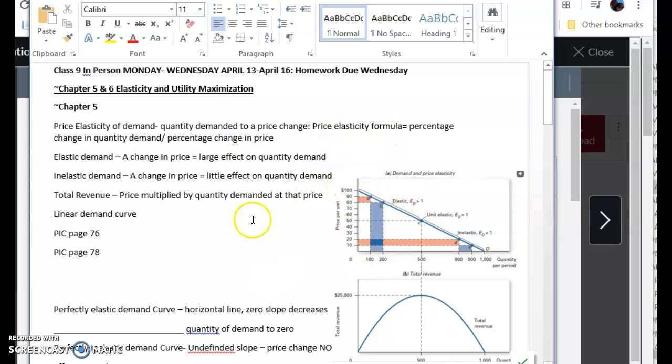So if we were in class, I would actually draw out this picture. So we're talking about price elasticity of demand, the quantity demanded towards price change. But there's a really weird thing happening on this graph.